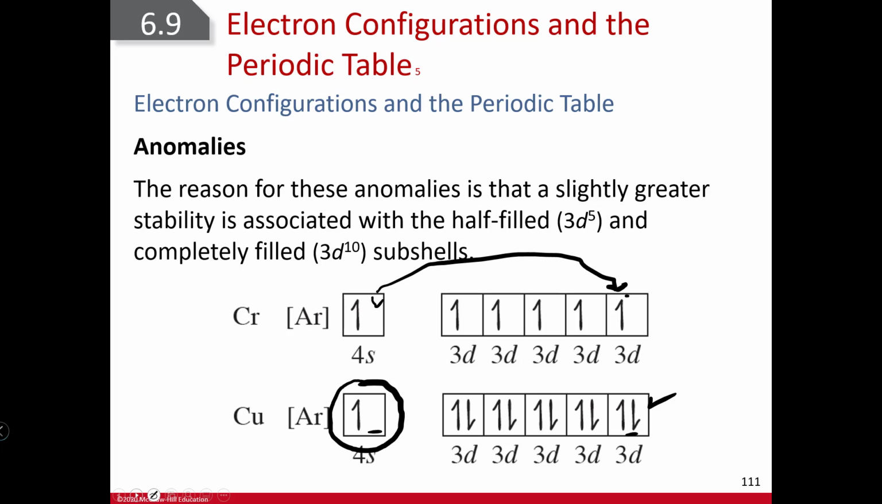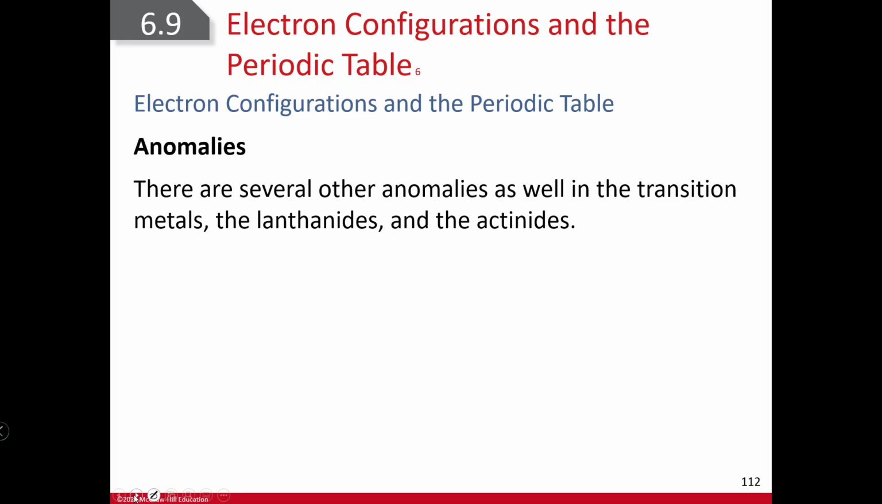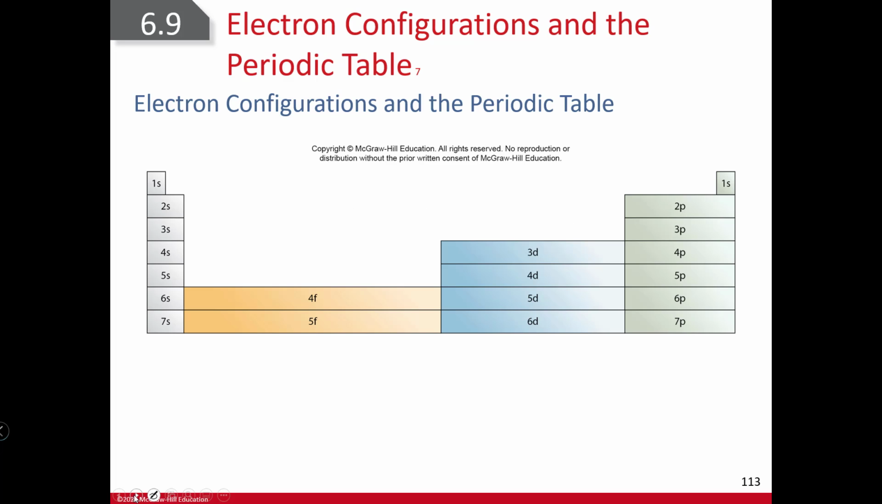Think about it. The D subshell is cloverleaf shaped. There's much more volume for that electron to reside in than the S, which is spherical in shape. All right, there are other anomalies, especially in the lanthanide and actinide series. We're not going to talk about those.